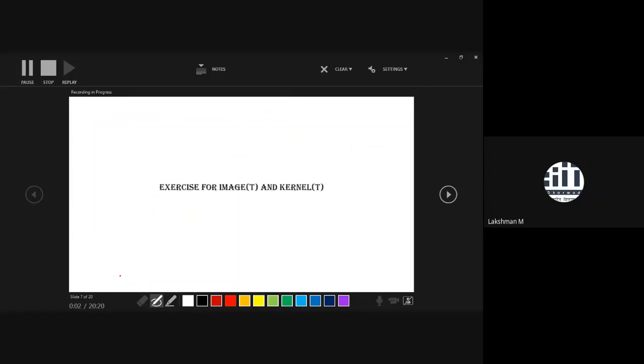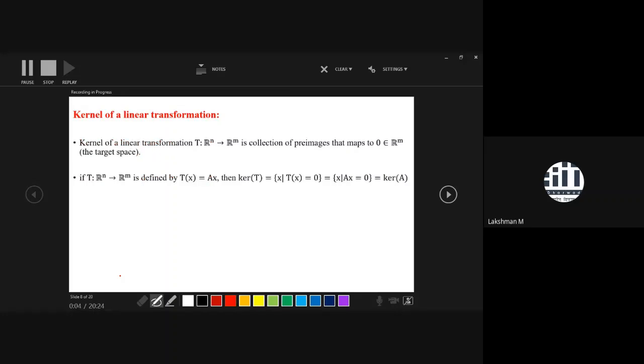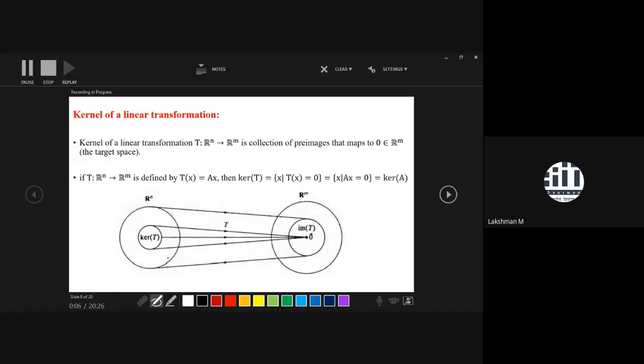Now I have given a few exercises here. But before the exercises, I would like to give a picturization of image. You can easily see in this picture, image is contained in the target. This one is the target space, and kernel is contained in the domain space. So from the picture you can also observe the difference between the image set and the kernel set.